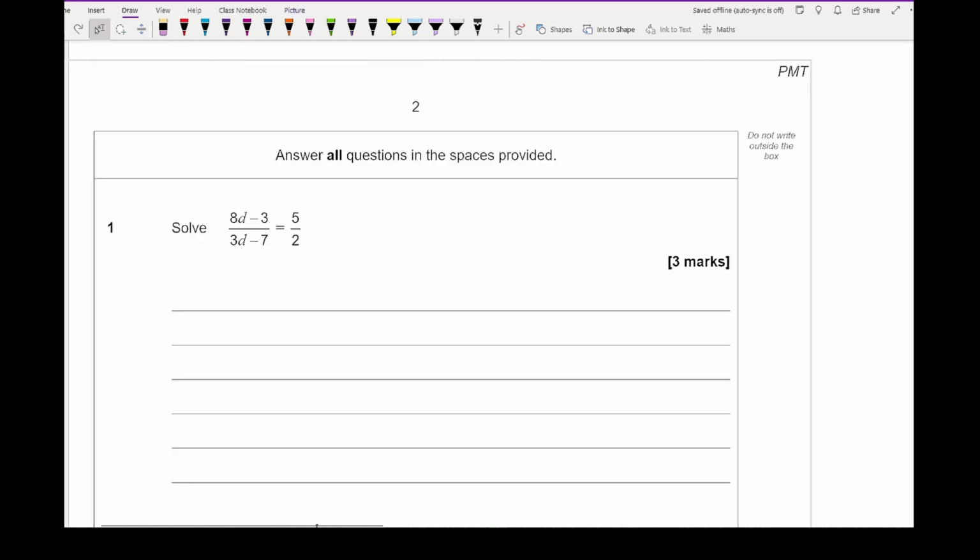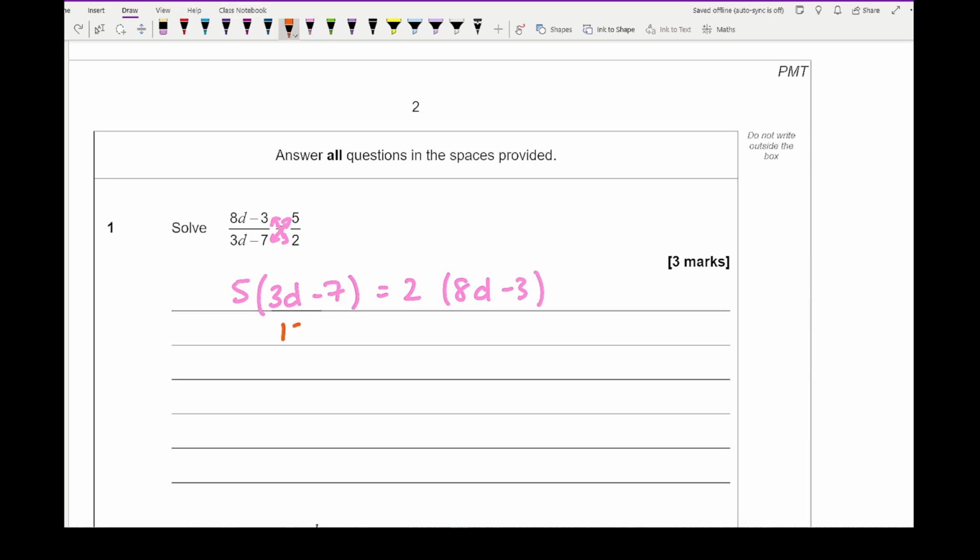So let's get started on question 1. Question 1 says solve (8d - 3) over (3d - 7) equals 5 over 2. For this all we need to do is just cross multiply. So I multiply 5 by the denominator of the algebraic fraction, so we've got 5 lots of 3d minus 7, and I'm going to end up with 2 lots of 8d minus 3. Then all we then need to do is expand the brackets.